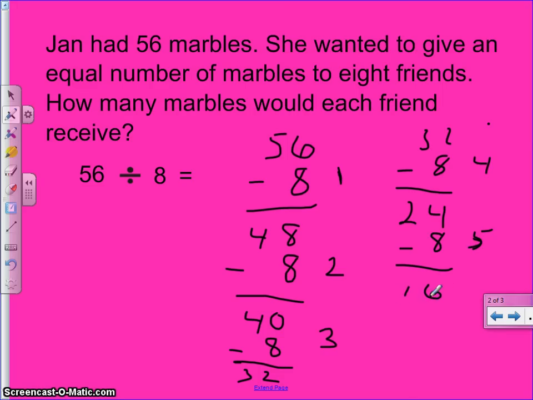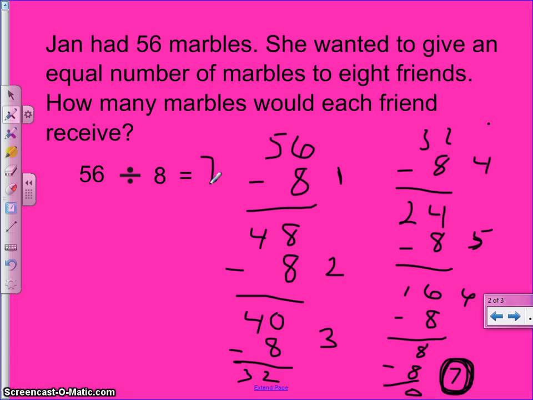16 minus 8 is going to give me 8. And then finally 8 minus 8 is going to give me 0. So how many times did I have to subtract 8 to get the 0? I had to do it 7 times. So 56 divided by 8 is going to give me 7.